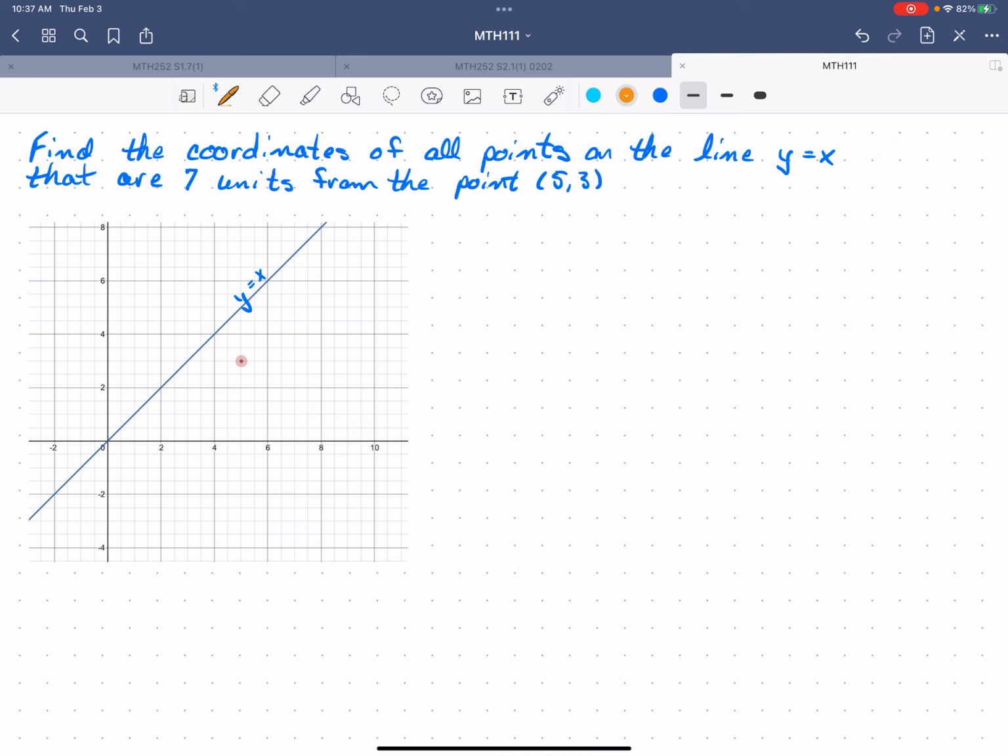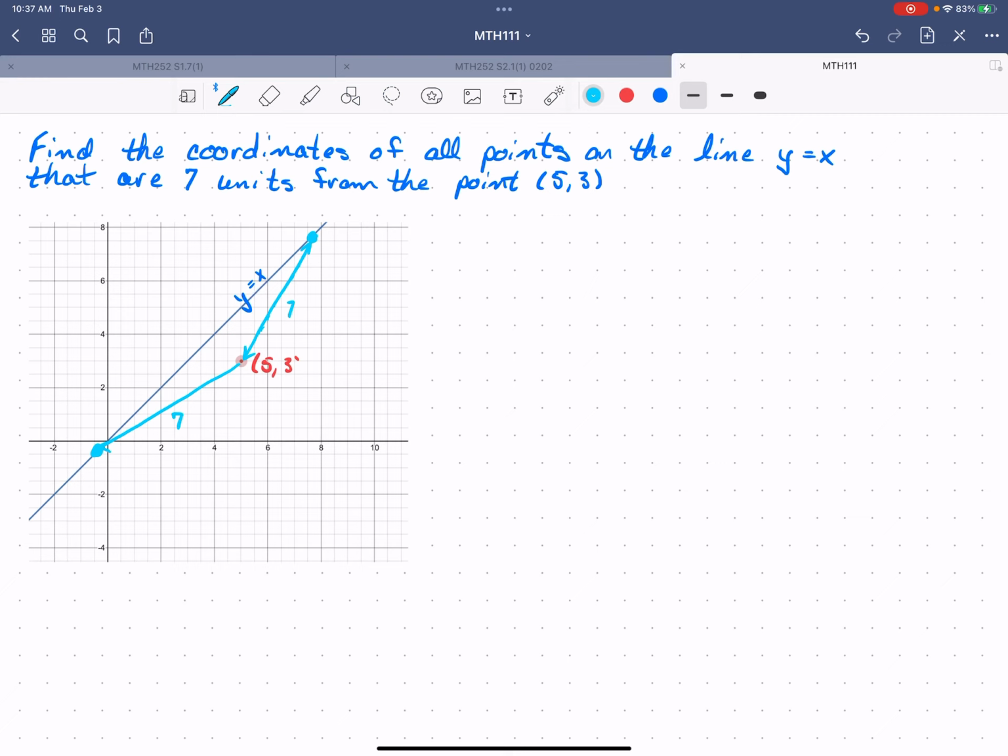And I've got a point (5, 3). What I'm asked for is to find all the points such that if I draw that line of length 7, so this distance from this point to that line is 7, I need to find that point. Now, I can do the same thing on this other side. This distance is 7, and there's a point there. So we want to find those.